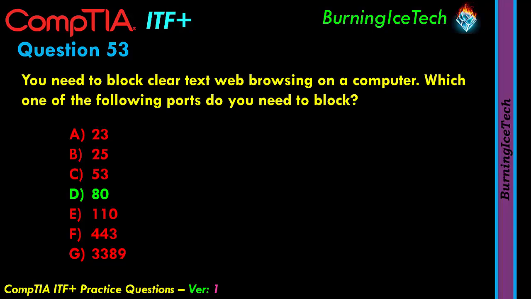F, which is 443, is encrypted web browsing. That will be HTTPS, not HTTP. So port 80 is HTTP, which is clear text web browsing, and 443 is HTTPS. The S stands for secure, which means you're browsing in an encrypted view. G, the last one, 3389, that's RDP, Remote Desktop Protocol. If you want to do remote desktop from one device to another to control it remotely, that would be port 3389, folks. So the answer is and remains port 80.